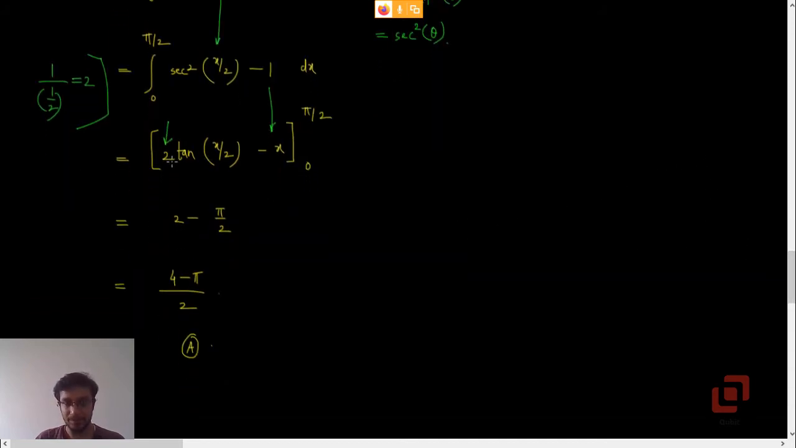First is pi by 2, so it will be 2 into tan of x upon 2, but x is already pi by 2, so it will be pi by 4, and tan pi by 4 is 1, so this is 2 minus x, which is pi by 2. Now there is no need to write the lower limit or the value of the function at the lower limit because the lower limit is 0 and tan 0 is 0 and x is already 0. So it is 2 minus pi by 2. If you take the LCM, then it will be (4 minus pi) by 2, that is option A.